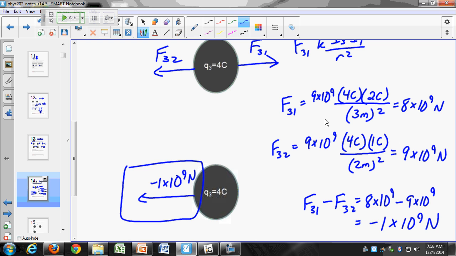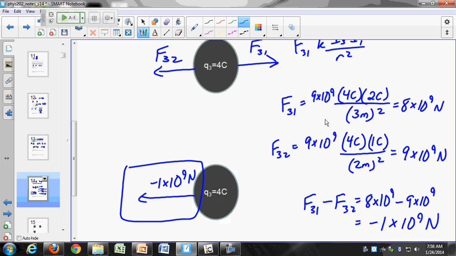Did that jog your memory a little bit on vectors? So this would be like a sum of the, or like an equilibrium problem, in a sense? Mm-hmm. Yeah, you're just adding up vectors. I mean, once you determine your magnitudes, it's just like all the other vector problems that we've done.